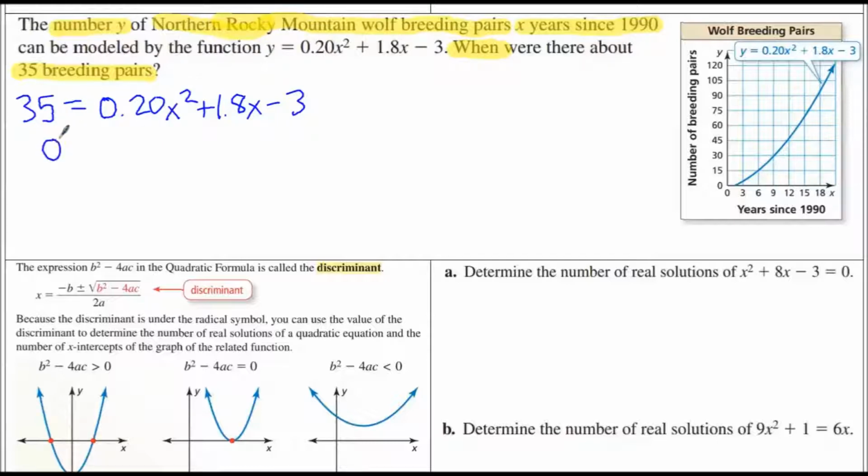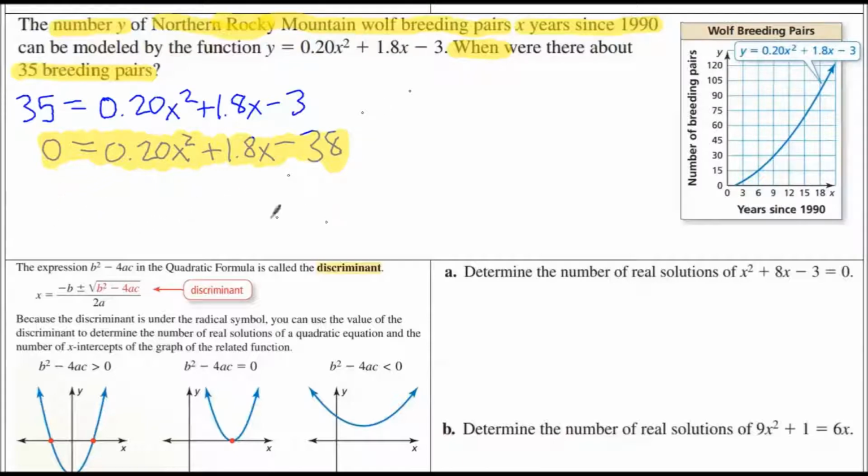If I subtract 35 from both sides, I get 0 is equal to 20/100 x squared plus 1.8x, and then we subtracted 35, so that's negative 38. Now we have a quadratic equation, right? Because I have ax squared plus bx plus c equals 0 over here. If I have a quadratic equation, I can try solving this using the quadratic formula.